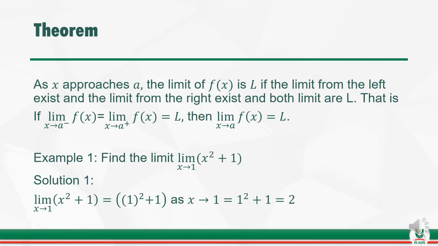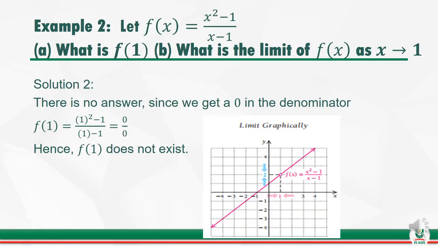For example, let's solve this little problem to consider what we are saying. Find the limit of x squared plus 1 as x tends to 1. When you say approaching here, the solution is to substitute directly. That is, where we have x, we put 1. 1 squared plus 1. 1 squared is 1. 1 plus 1 is what? It gives us 2.